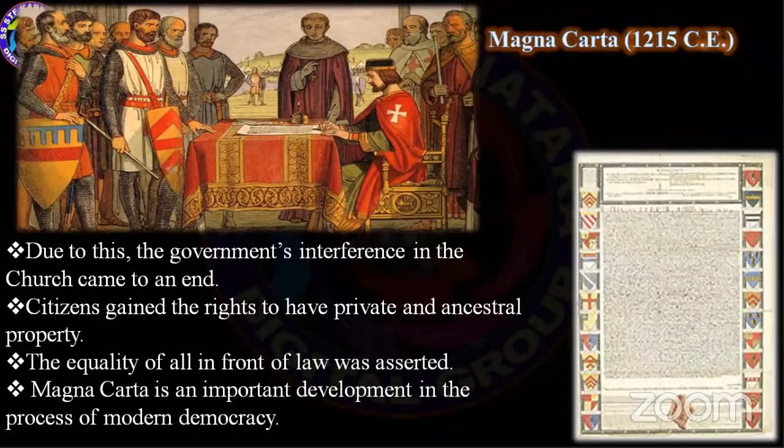Magna Carta is an important development in the process of modern democracy here. Almost all countries that were ruled by England also formed or adopted human rights and other essential rights based on the constitution of England, or the Magna Carta of England.